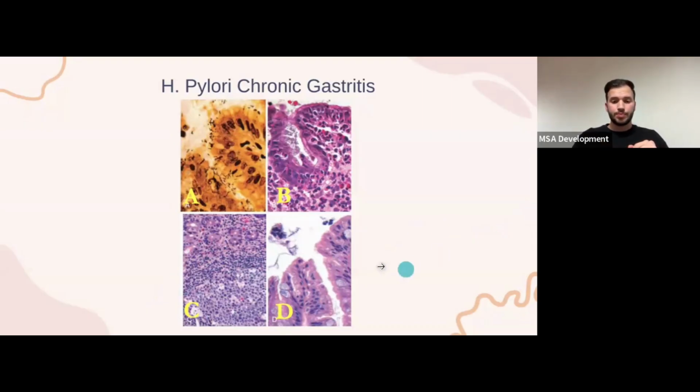Now, finally, D is an intestinal metaplasia. This is a premalignant change. How can we know that this is intestinal metaplasia? Due to the goblet cells that are found here. As you can see them, those pale bluish cells. If it isn't treated, it can turn into adenocarcinoma later on.